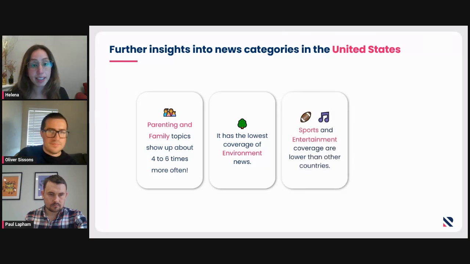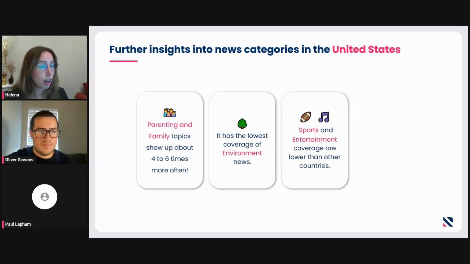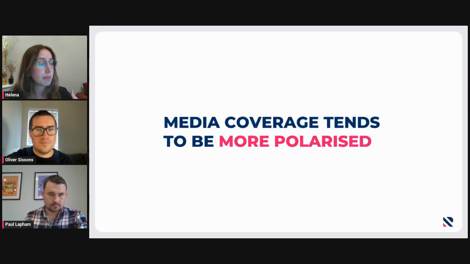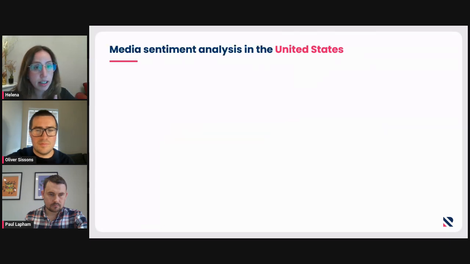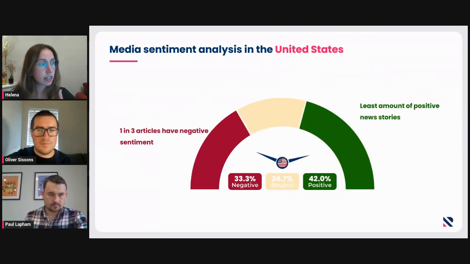And surprising for the home of Hollywood and Super Bowl, sports and entertainment in the US ranked lowest of all countries analyzed. And education ranks top 10 in the US and is the highest of all countries. And when it comes to sentiment analysis, the media coverage in the US tends to be more polarized. So the country had the highest percentage of negative sentiment, with 1 in 3 articles being negative, and also had the least amount of positive news stories.